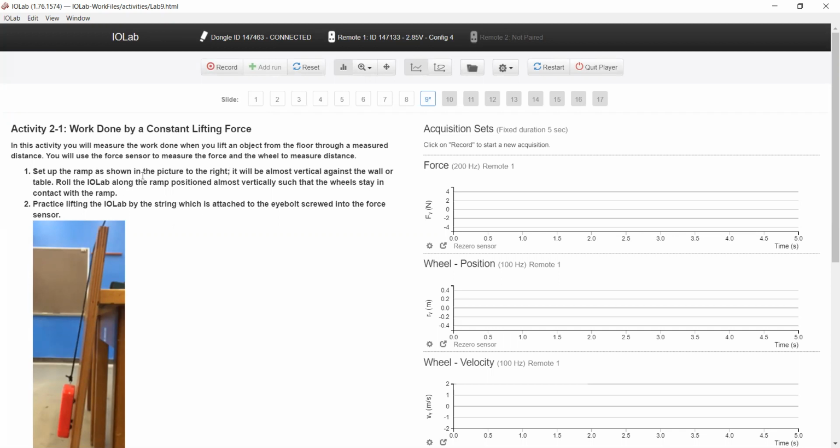Okay, set up the ramp as shown. So you have to keep it like this now. In the picture, the ramp is almost vertical against the wall or table. Roll the IOLab along the ramp, positioned almost vertically, so that the wheels stay in contact. So we have to make sure the wheels are in contact. Okay, practice lifting the IOLab by the string which is attached to the eyebolt on the force sensor.